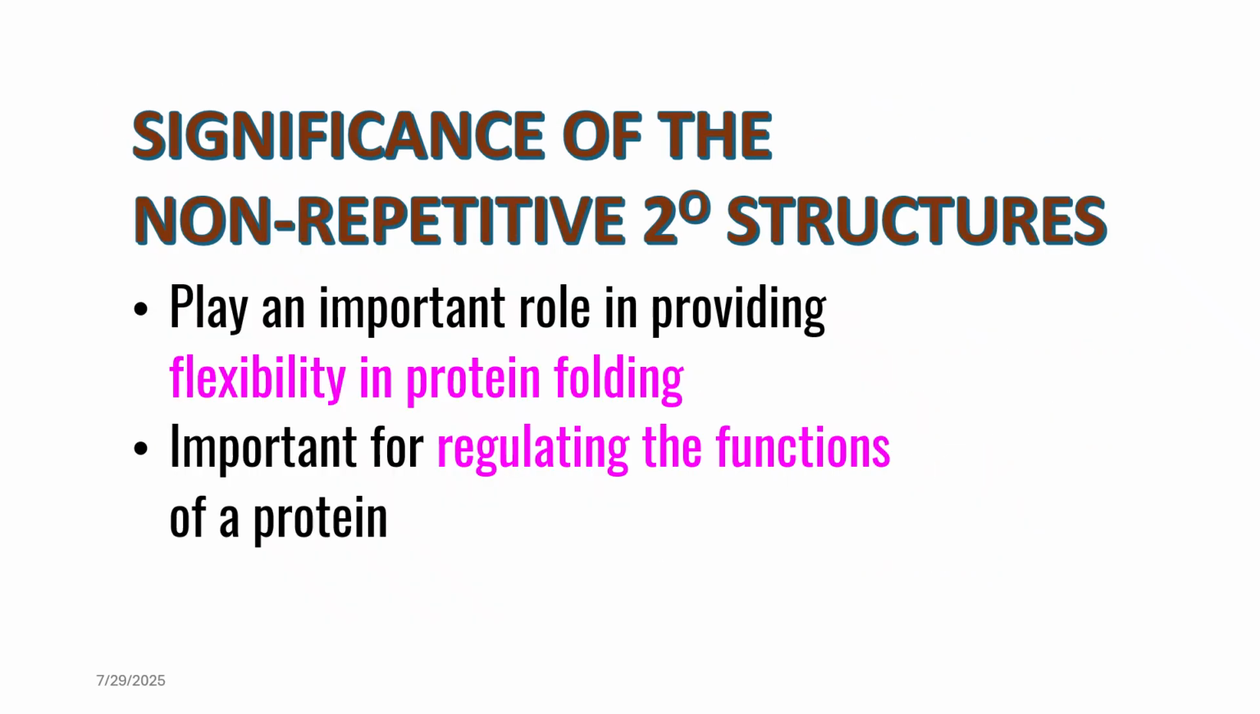So what is the significance of non-repetitive secondary structures? As I mentioned in the beginning, these structures may act as intermediates in the protein folding pathway. Therefore, the first important function may be that they play an important role in providing flexibility for the protein folding process. And the second may be, because of their role in protein folding, they are also important players in the biological function of protein as well.